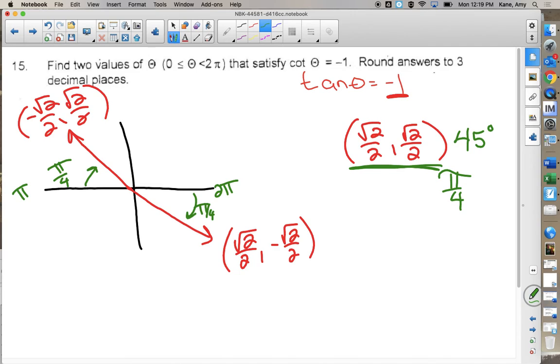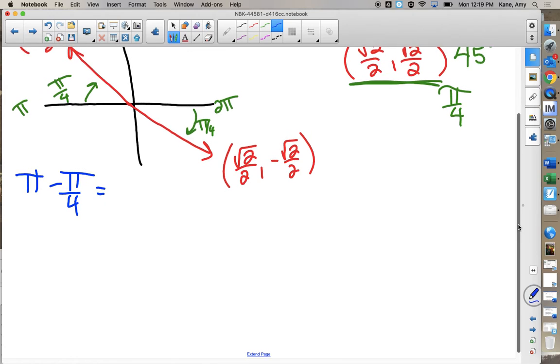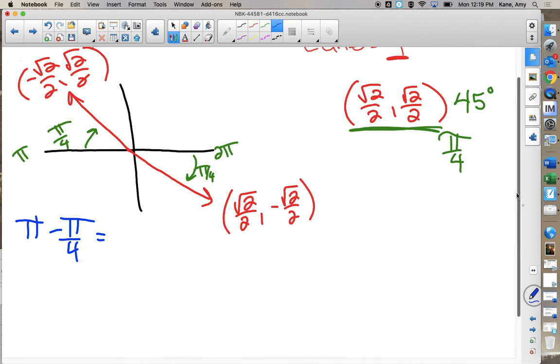So what angle would be less than pi? Do you know, Ashley? So if I have pi and I have to subtract pi over 4, say it again. 135 or 3 pi over 4. So 3 pi over 4 would be one angle answer. 3 pi over 4 is in the second quadrant, and it has the ordered pair negative square root of 2 over 2, positive square root of 2 over 2.